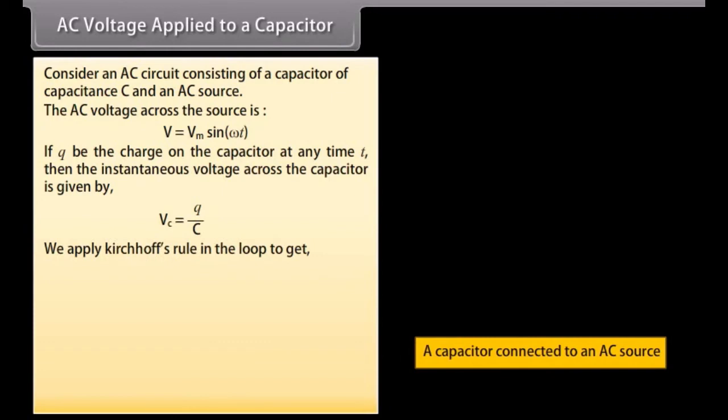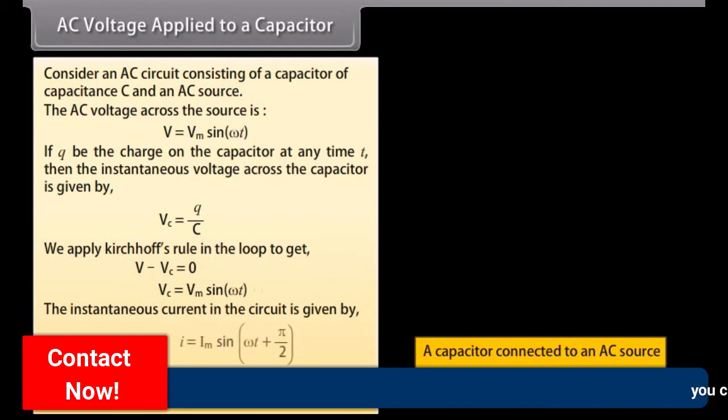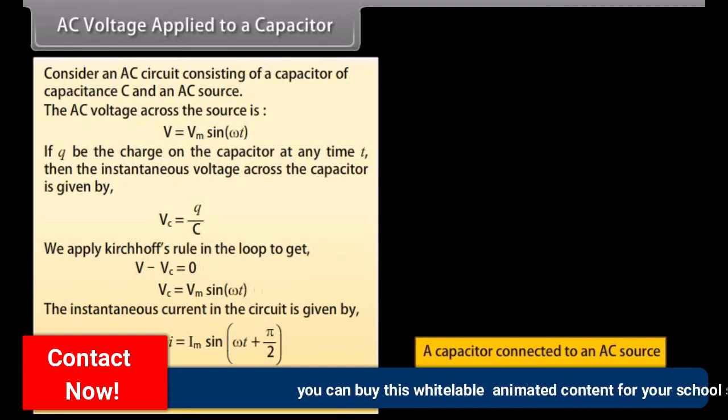We apply Kirchhoff's rule in the loop to get V minus Vc equal to 0. Now we put the value in the above equation. Vc is equal to Vm sin omega t. The instantaneous current in the circuit is given by Im sin (omega t plus pi by 2), where Im is equal to omega C Vm, the amplitude of the oscillating current.